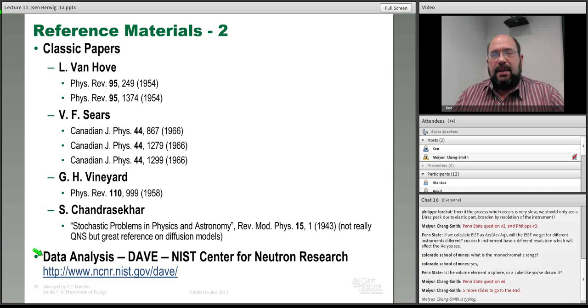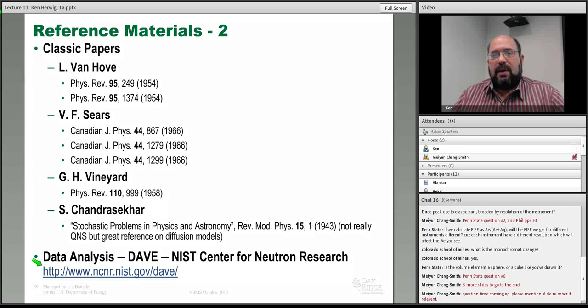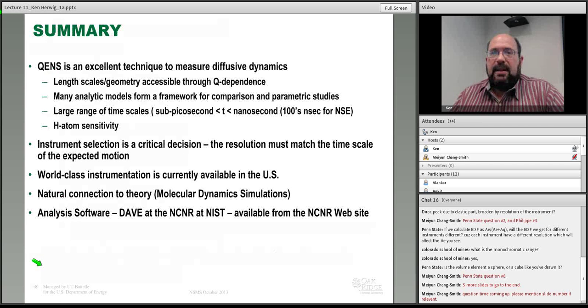it. Data analysis: there is a software suite that was developed by the NIST Center for Neutron Research called DAVE, and it gives you some fundamental tools to look at your data. So I'd highly recommend any of those. And in summary, you can take a look at this slide, but these are some of the things that I find most valuable about quasi-elastic scattering.